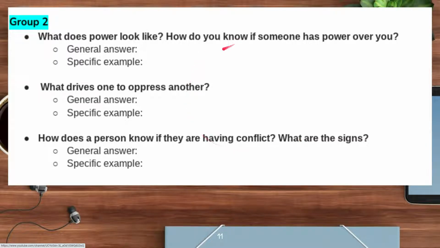Okay. Group 2, if you choose those questions, are what does power look like? And how do you know if someone has power over you? What drives one to oppress another? And how does a person know if they are having conflict? What are the signs?